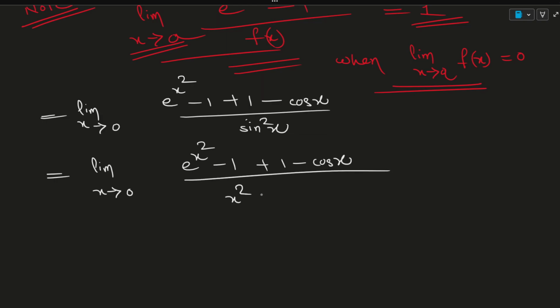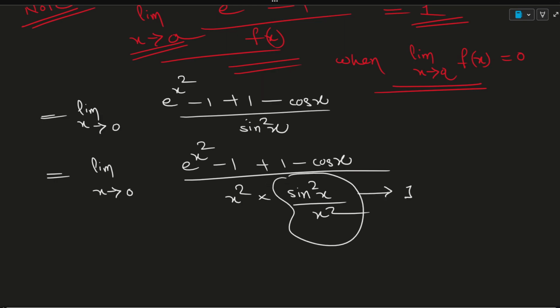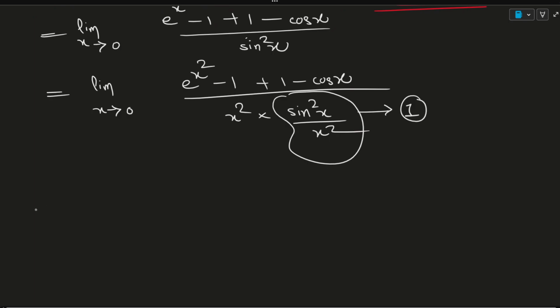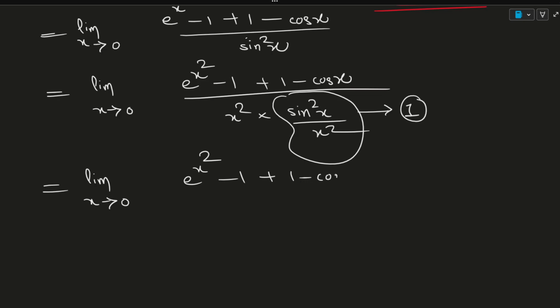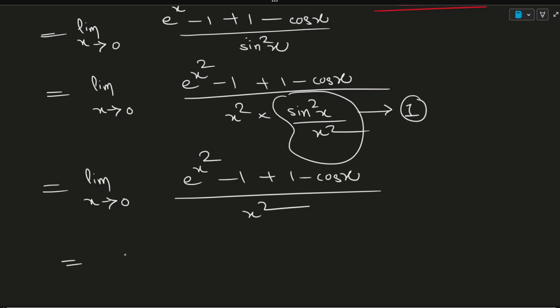I will multiply x square and divide by sine x square. Why did I do so? Because when x tends to 0, the limit of this function will be what? It will be 1. So I can relate. Now I can write it as limit x tends to 0 of e to the power x square minus 1 plus 1 minus cos x, so it will be x square. Now I will divide.